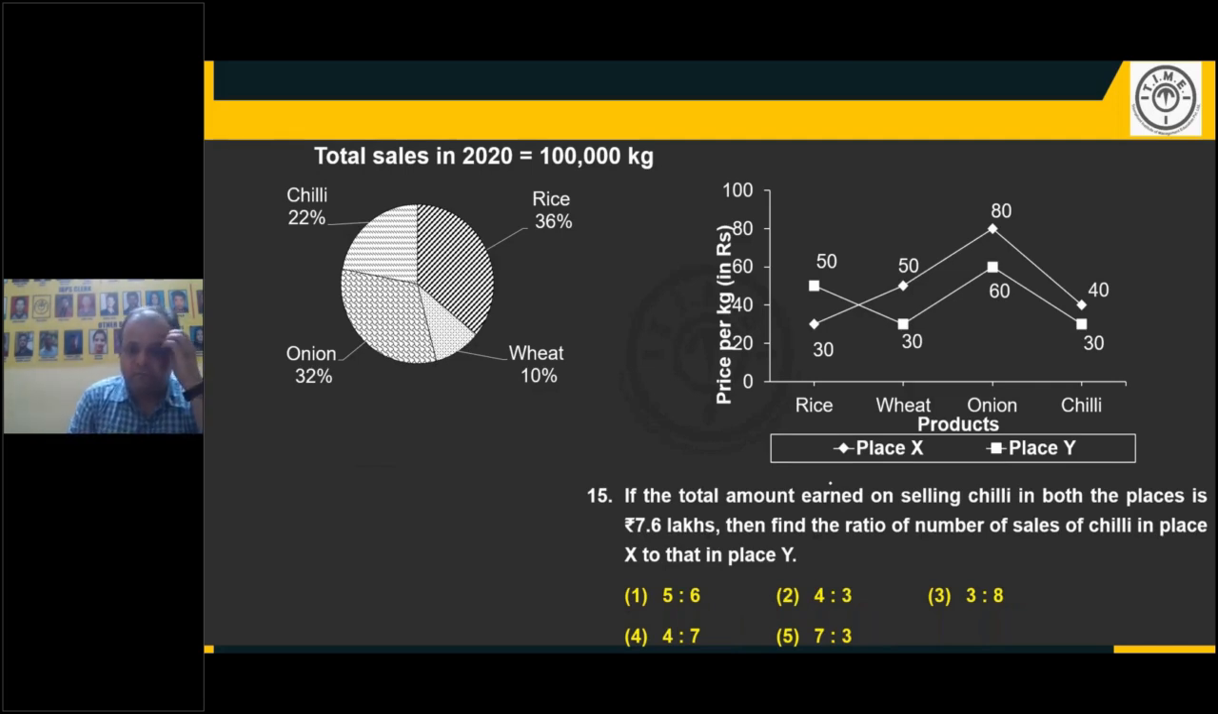So this is about if the amount earned on selling chili in both the places is 7.6 lakh. Find the ratio of the number of sales of chili in place X to that in place Y. So chili total you have sold is 22,000, correct? And the total amount earned is 7,60,000, including place X and place Y. You have to find the ratio of sales of chili in place X to that of Y. And chili's prices for X is 40 and for Y is 30. Try and solve and tell me the answer.